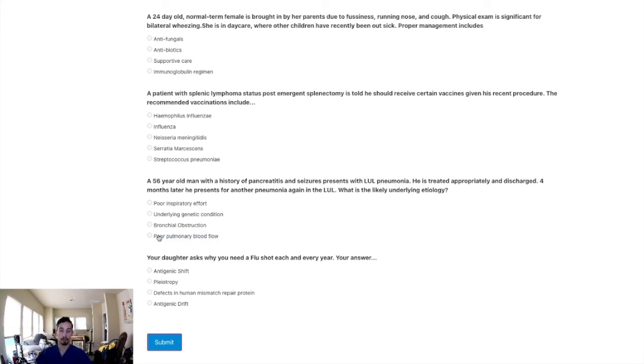And then poor pulmonary blood flow, you think about this in pulmonary emboli and chronic clots and things like that, but would it cause another pneumonia or make you more susceptible in the same exact place? Not entirely sure. Not entirely sure if the shunting mechanisms would prevent that or not. So this is kind of tough. Ultimately, I think the best answer in a patient with consistent pneumonia in the same place would be bronchial obstruction.